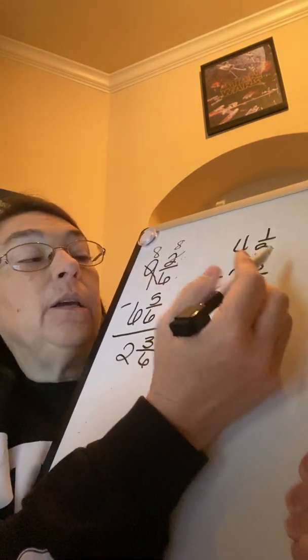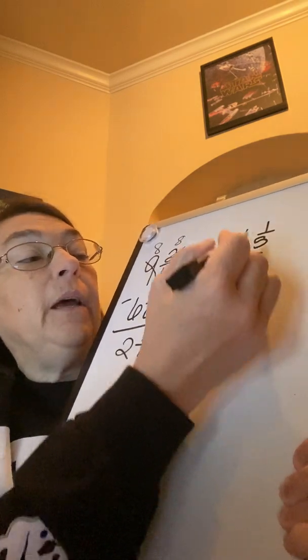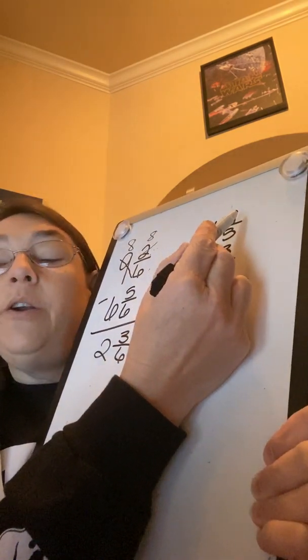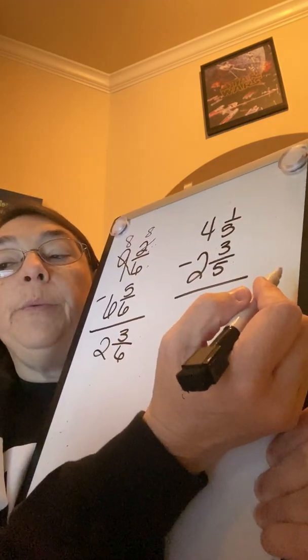Number 6 was 4 1/5 minus 2 and 3/5. Again, your numerator on the top one is smaller than your numerator on the bottom one. So you have to regroup.